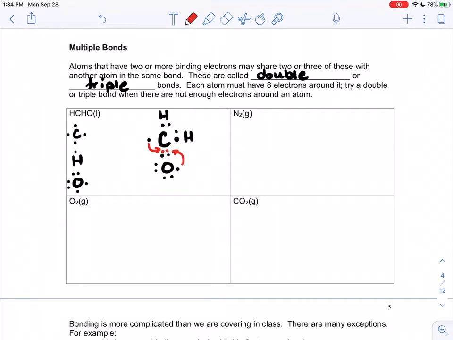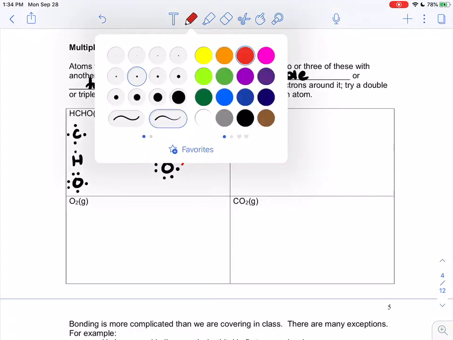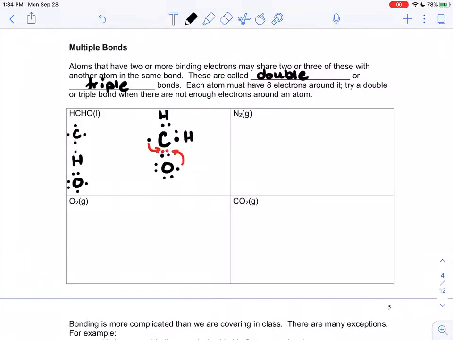Now, please do not leave those arrows when you go to hand in assignments or do assignments. I'm just doing this as part of the notes. What you would do is you would redraw this. I'm going to do that here. All right, so that's what this would look like.